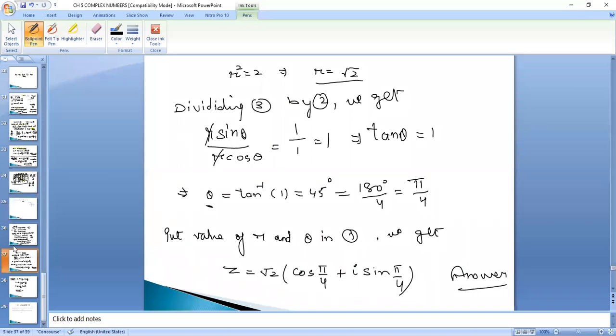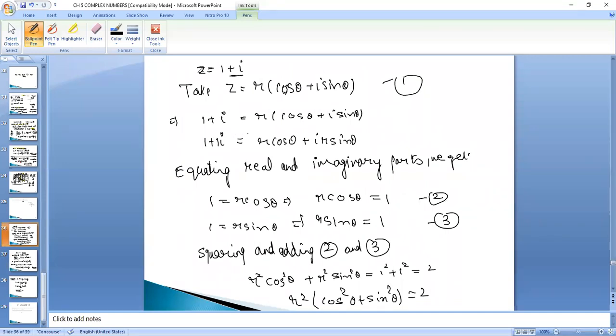Okay. So we will repeat it again because these questions are very important. The polar form should be very clear. Z is equals to 1 plus iota. The steps are, first take the standard form. Z is equals to R in the bracket cos theta plus iota sin theta. Compare both the Z. So 1 plus iota will be R in the bracket cos theta plus iota sin theta.